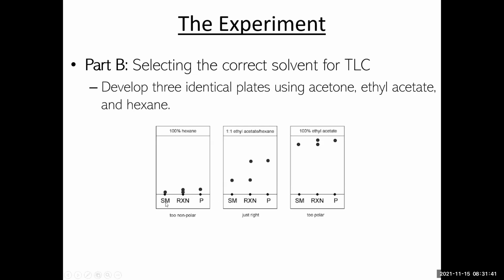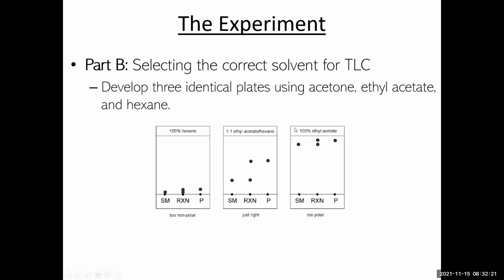But anyway, regardless of what you're spotting on the plate, you then allow those to develop and see how far the spots move, right? This would be an example where the spots haven't moved enough to really be able to see very clearly the difference between the starting material and the product. So this eluent is not ideal for separating these components on a TLC plate because it's too nonpolar, right? And therefore the compounds have really just adhered to silica gel, and the solvent wasn't polar enough to disrupt those interactions and move the compounds up the plate.